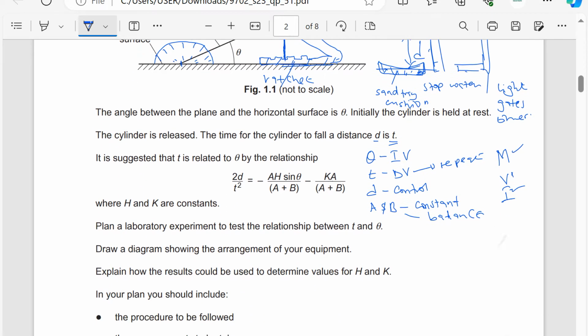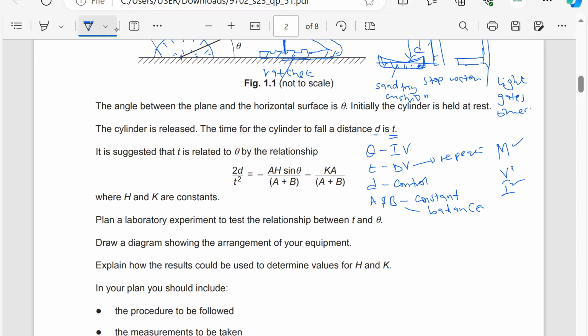Okay, then H and K are constants. Plan a laboratory experiment to test the relationship between T and theta. So T is the dependent variable and theta is the independent. Then draw a diagram showing the arrangement of the equipment. I will draw the diagram. Explain how the results could be used to determine the values of H and K.